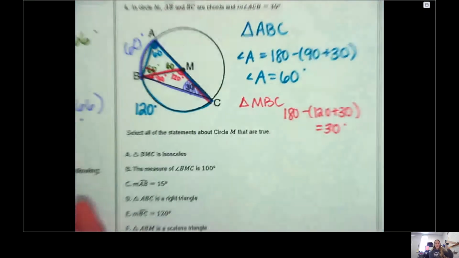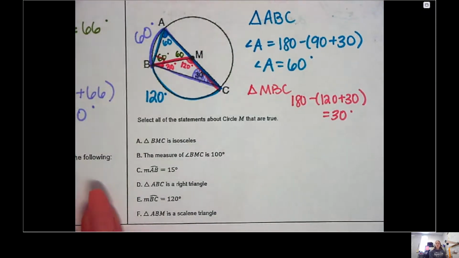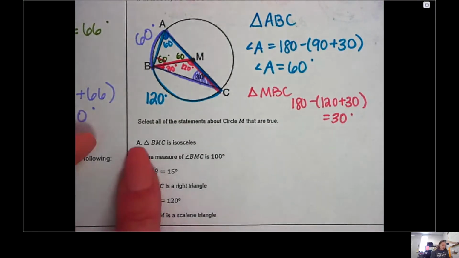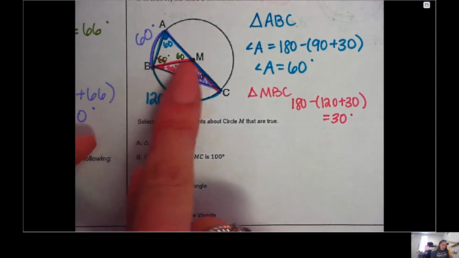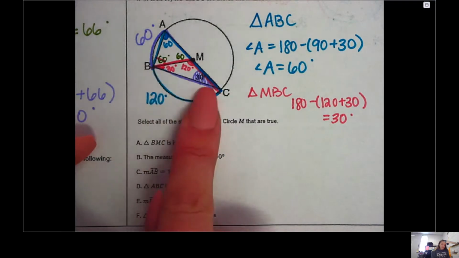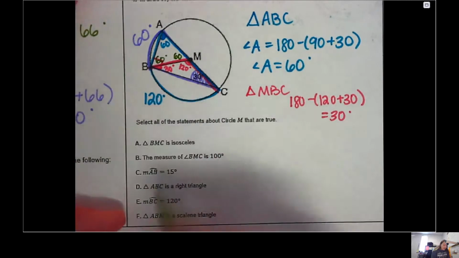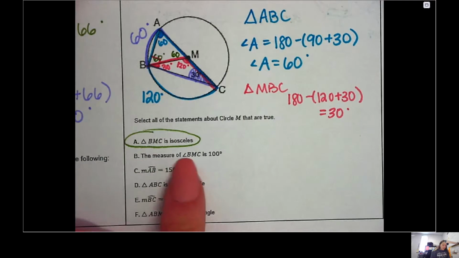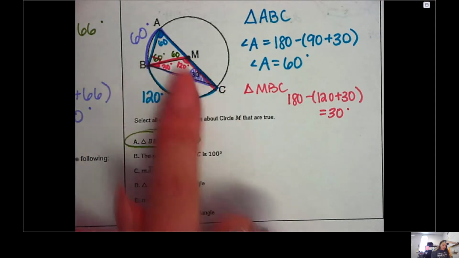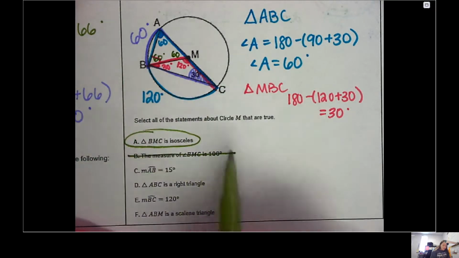But now that we have everything marked, we can answer the question because the question says, select all of the statements that are true. So first question says, triangle BMC is isosceles. BMC, my one in pink here. Isosceles means two of the angles are the same. And yes, it looks like two of my angles are the same. So that is a true statement. Number two, the measure of angle BMC is 100 degrees. BMC, that angle is 120. This one says 100. That's false.